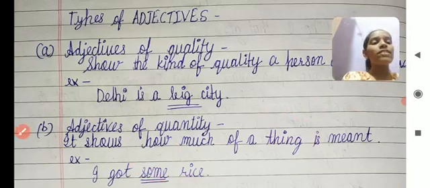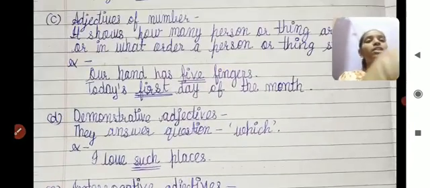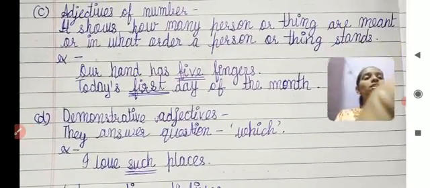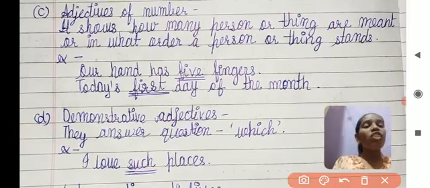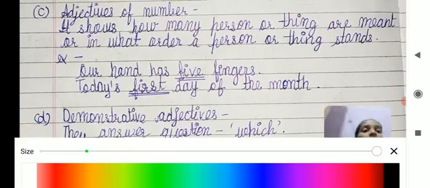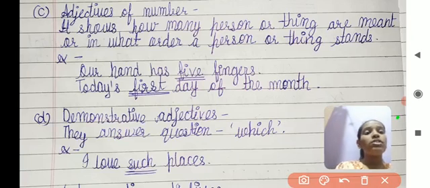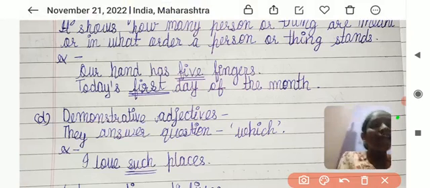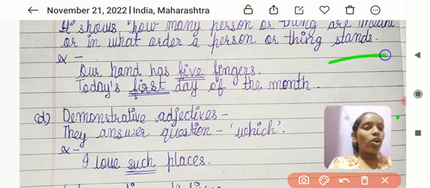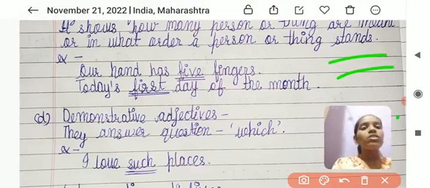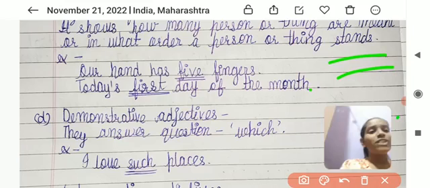Now let's check the third type of adjective. The third type is the adjective of number. As the name suggests, adjective of number means how many persons or things are meant and in which order a person or thing stands. Adjectives of number are divided into two types: firstly, the ordinal and the cardinal numbers. Cardinal means those that show a number, and ordinal means those that show the position.